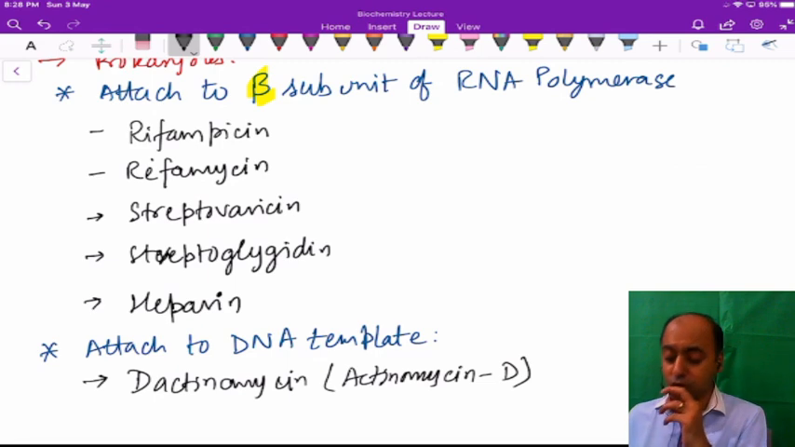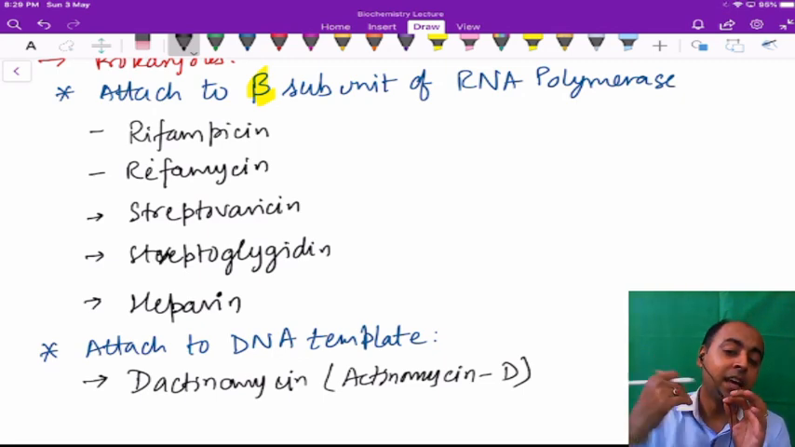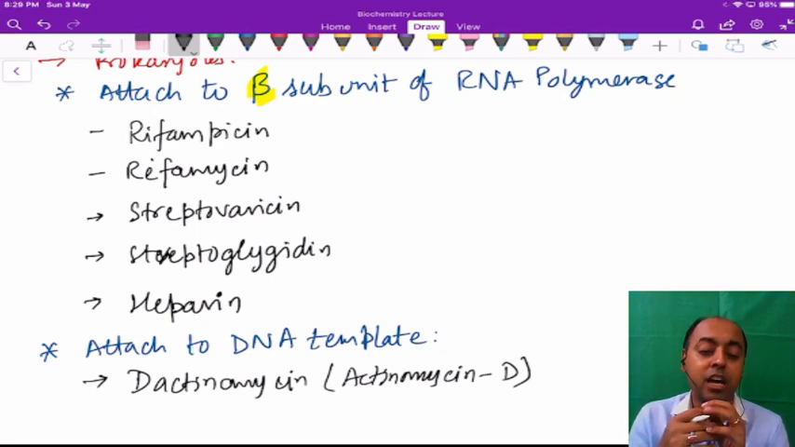So these are some of the molecules which can inhibit the transcription in the prokaryotes by different mechanisms. Majority of them attach to the beta subunit of the RNA polymerase. Some of them can block the attachment of RNA polymerase to the DNA by blocking the DNA. They can get attached to the DNA and they will prevent the interaction between the RNA polymerase and the DNA. The important name here is dactinomycin or actinomycin D.